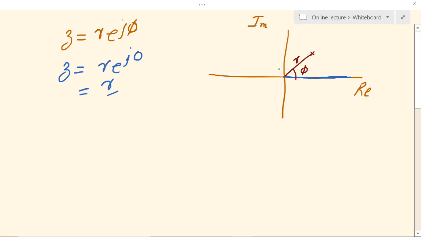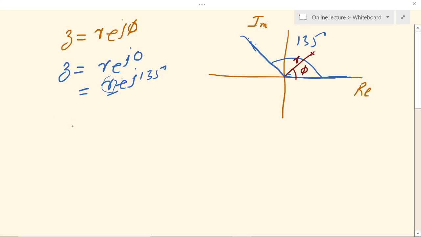Similarly, if you have some phase, for example e to the power j, more than 90 degrees, let's say 135 degrees, then it will map onto this line. This angle will be 135 degrees, and all the points on it map to this equation. So for different values of R, you have these points here.